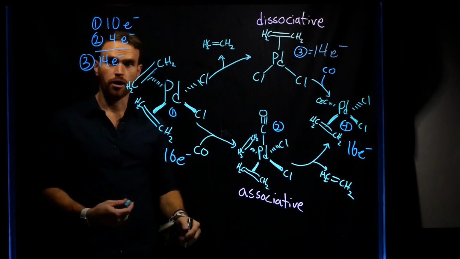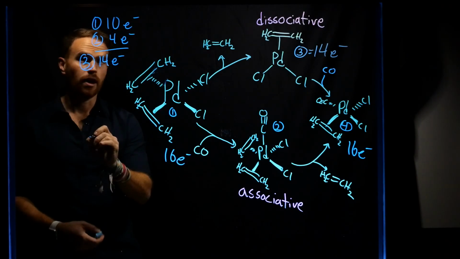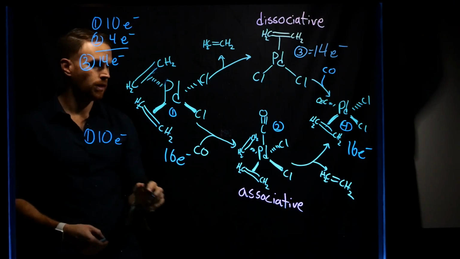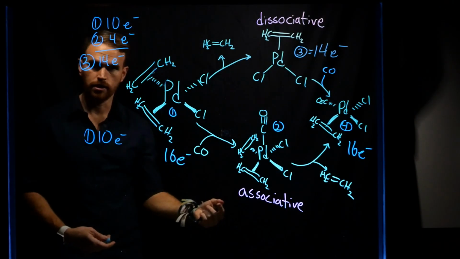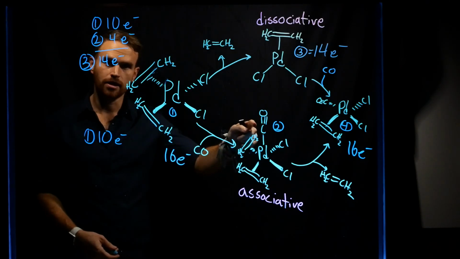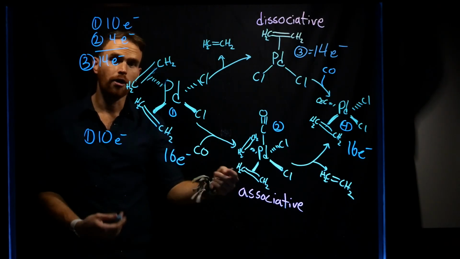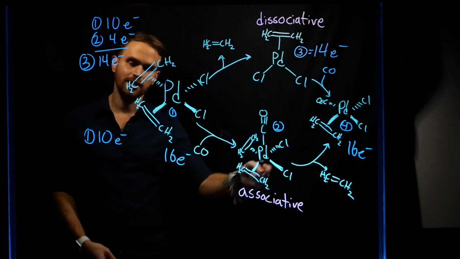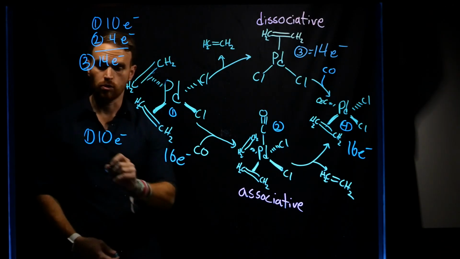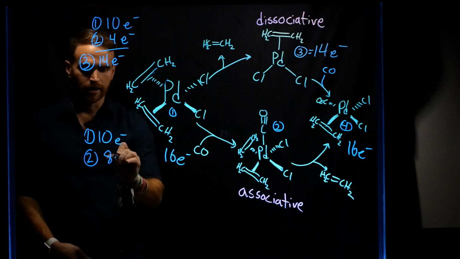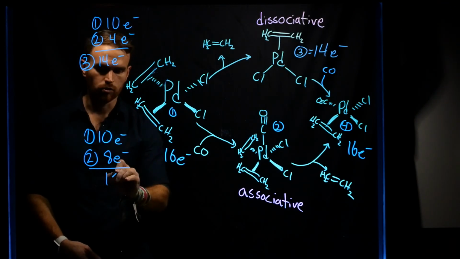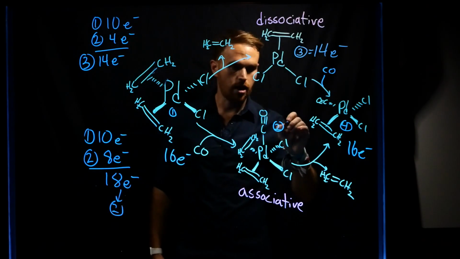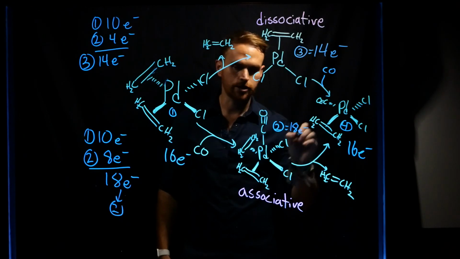Now let's do the same for compound 2. For compound 2, we still have palladium as the metal center. This has 10 valence electrons. Now we have 2 ethylene ligands and a CO, all 3 of which are L-type ligands. So 3 L-type ligands gives us 6, plus 2 X-type ligands from the chloro ligands. That gives us a total of 8. So 8 electrons added to this gives us a total of 18 electrons for compound 2.